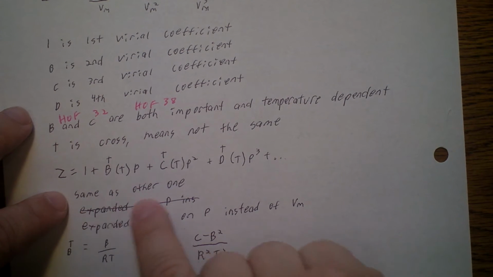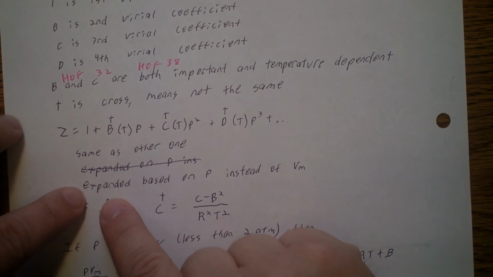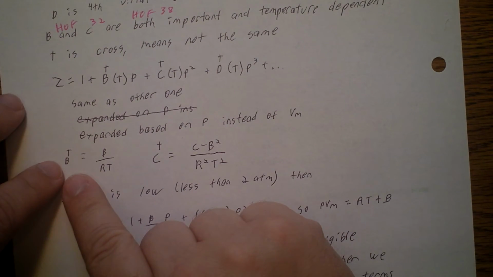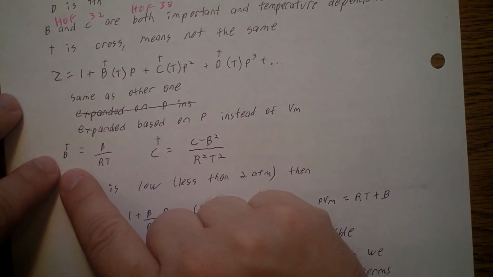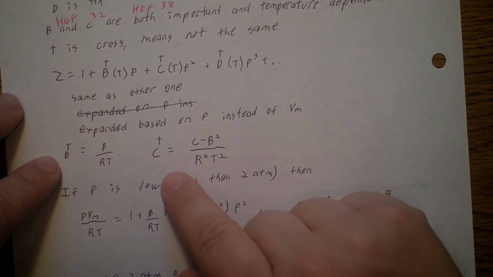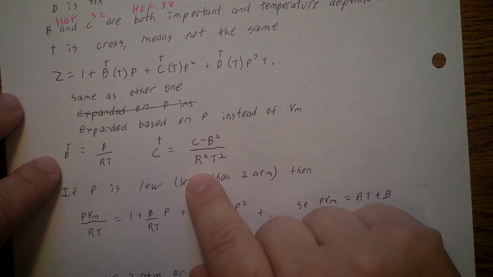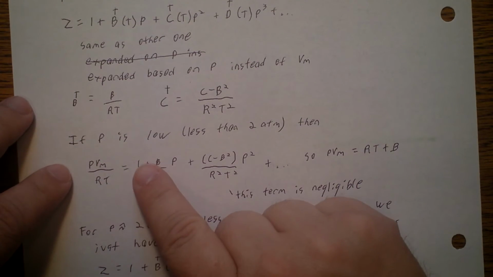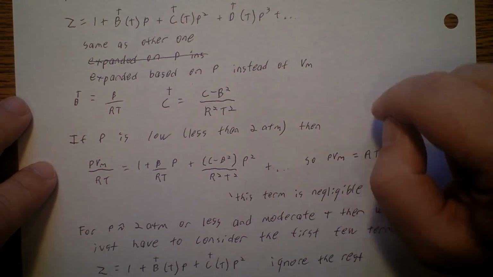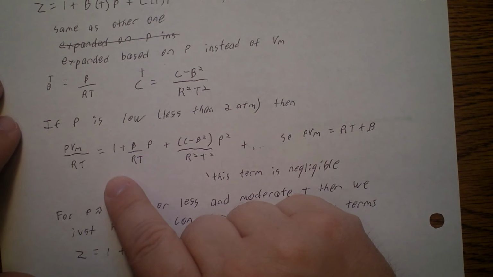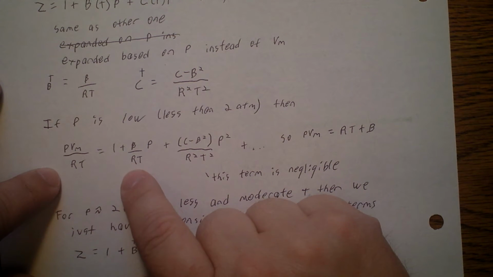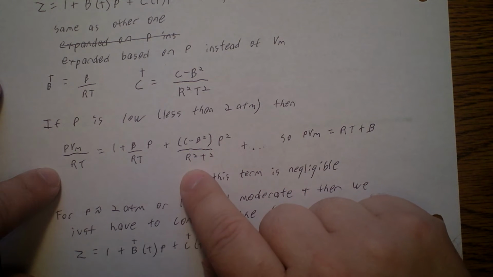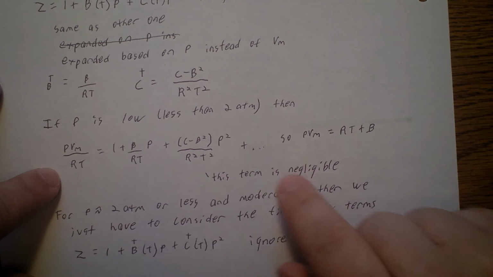So we expanded it the same as the other one, except here we expanded it based on pressure instead of molar volume. So there is a relation between the two. For B cross, it's just B over RT. For C cross, it's C minus B squared over R squared T squared. So I'd like to see you do D. If pressure is low, like less than 2 atmospheres, then pressure times the molar volume over RT is equal to 1 plus B over RT times pressure plus C minus B squared over R squared T squared times P squared plus etc.